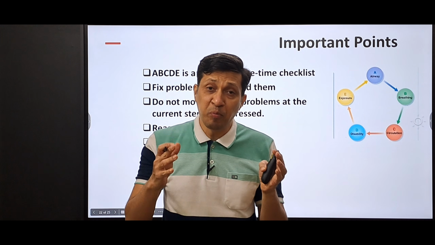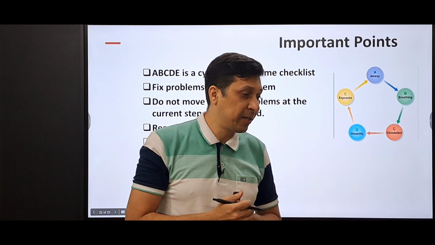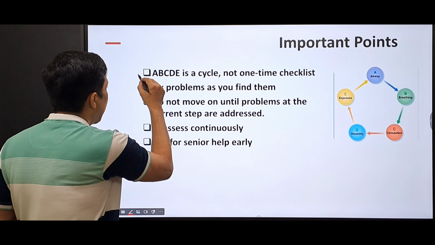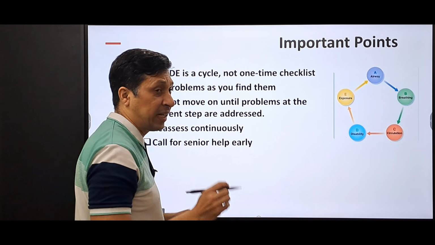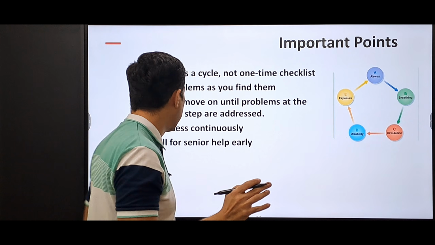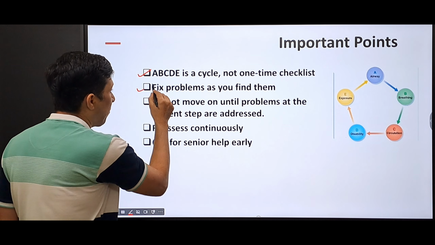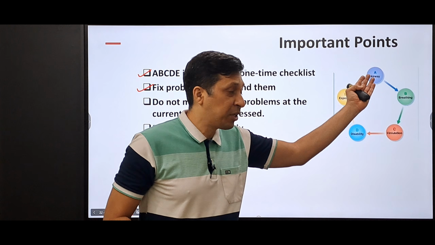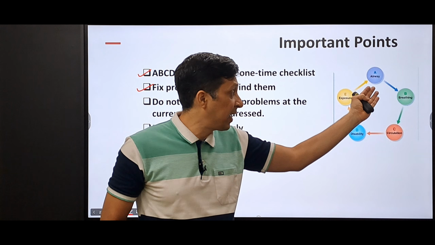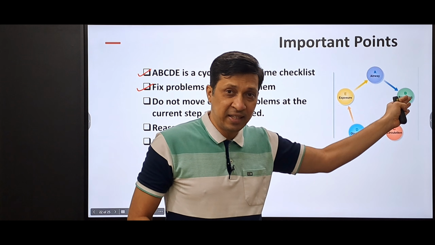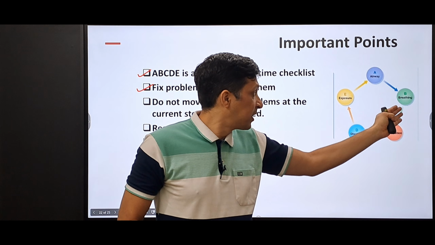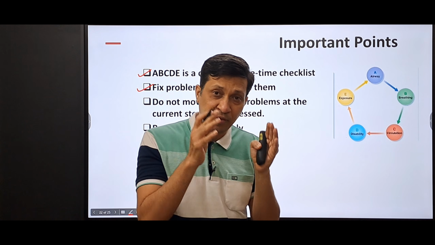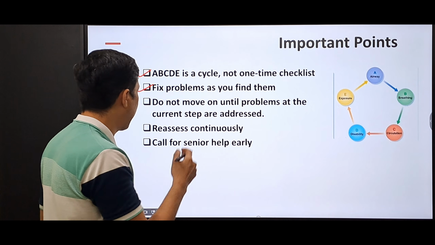Now, certain important points to be kept in mind about the ABCDE approach. So, this ABCDE approach is a cycle. It is not a one-time checklist. Fix problems as you find them. If you are on the airway and you find any problem, first fix that and then go to the next thing, that is breathing. Similarly, as you find a problem on a certain step, you first fix that problem and then go to the next step.